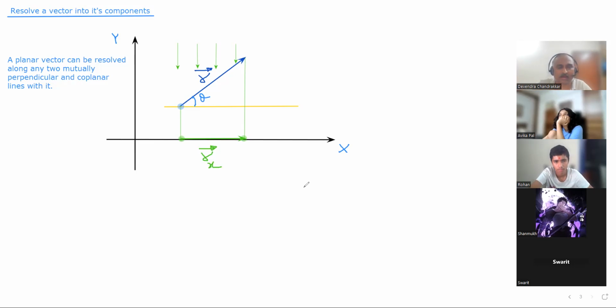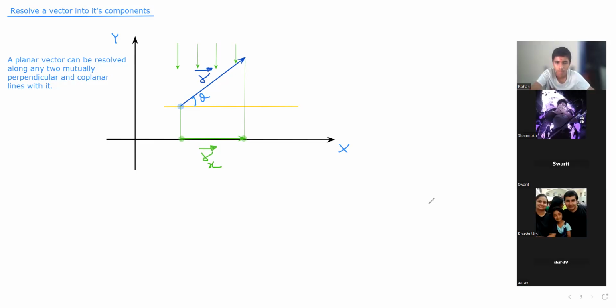So we write it as R vector x. Understood? Avika, Rohan, Shanmukh, Swarit, Khushi? Yes, sir.